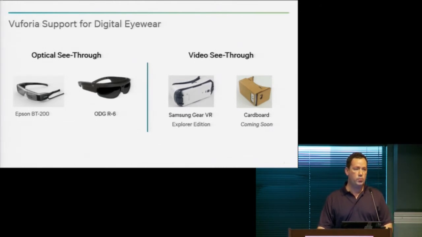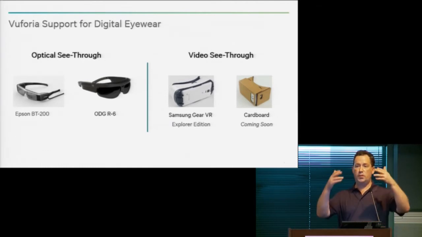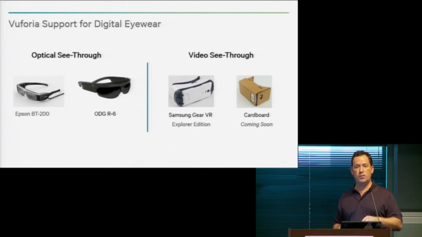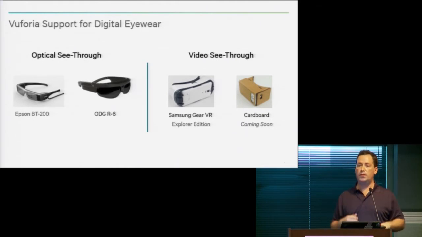So currently we're supporting the Epson BT200, which is known as the Moverio, and also the ODG R-6, and these are both optical see-through devices. Among video see-through devices, we're supporting the Samsung Gear VR Explorer Edition, and we'll soon be supporting Cardboard. So again, the distinction: the Epson and the ODG have transparent lenses. The display is actually rendered onto the lens, and for video see-through, such as the Samsung Gear VR, you're actually looking at the camera video background. You're looking at a video rendering of the camera feed.